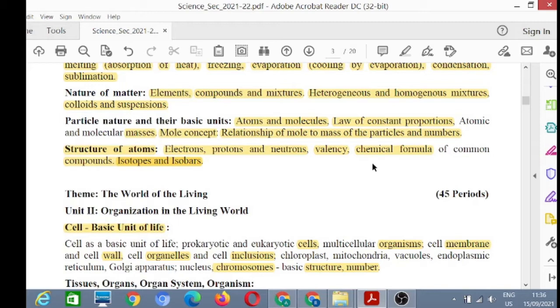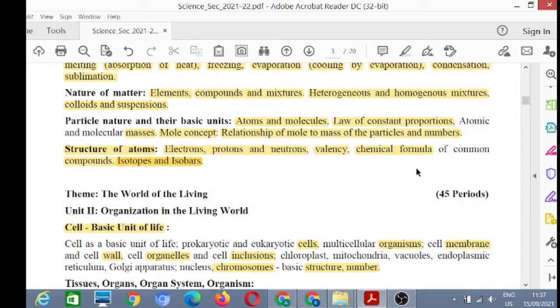So in this unit we will study the structure of atom. Now structure of atom involves electrons, protons and neutrons, orbits. Okay, electrons are negatively charged, protons are positively charged, and atomic number and atomic mass are determined from the number of electrons, protons and neutrons. It also involves valency. Then chemical formula. Chemical formula of a substance is also determined with the help of this structure.